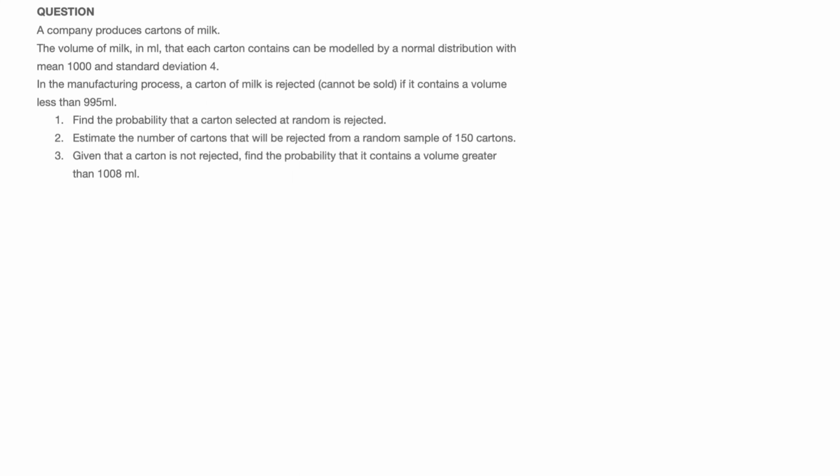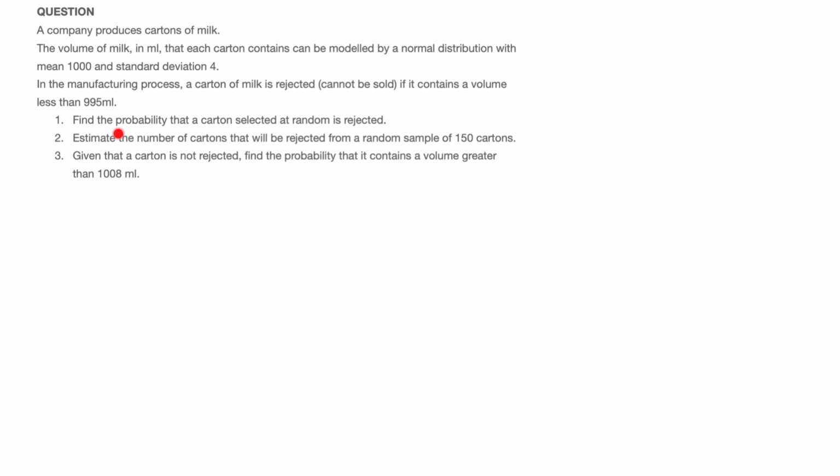In this video, I work through this exam-style question on normal distributions, in which we're told a company produces cartons of milk. The volume of milk in milliliters that each carton contains can be modeled by a normal distribution with mean 1000 and standard deviation 4. In the manufacturing process, a carton of milk is rejected, in other words cannot be sold, if it contains a volume less than 995 milliliters. And following that information, we're faced with three things to do.